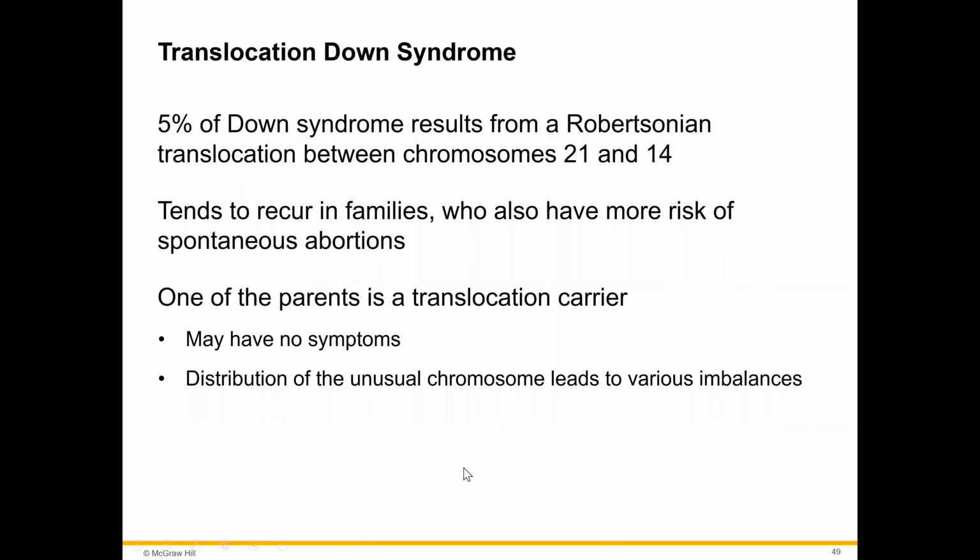So that's a translocation. Translocation can cause syndromes, so they can cause genetic conditions. About 5% of Down syndrome results from Robertsonian translocation between chromosomes 21 and 14. It tends to recur in families who also have more risk of spontaneous abortions. One of the parents is a translocation carrier and may have no symptoms, but distribution of the unusual chromosomes leads to various imbalances. So let's look at how Down syndrome can be caused by translocation.